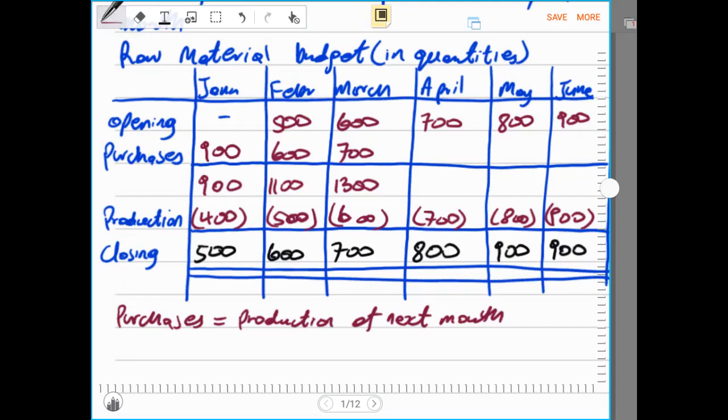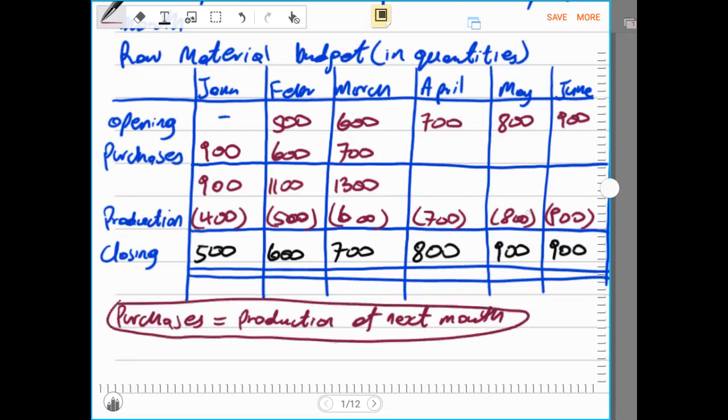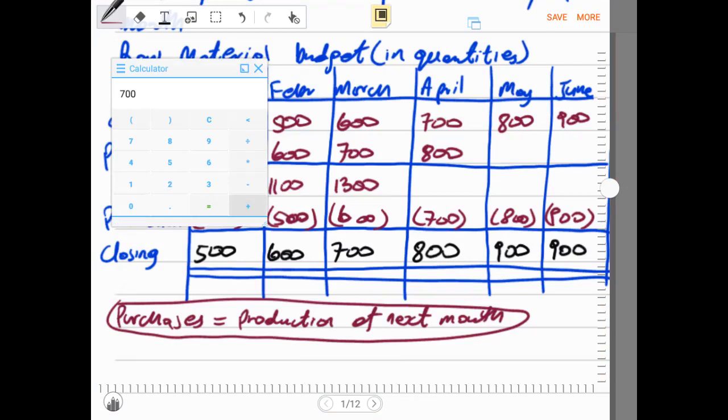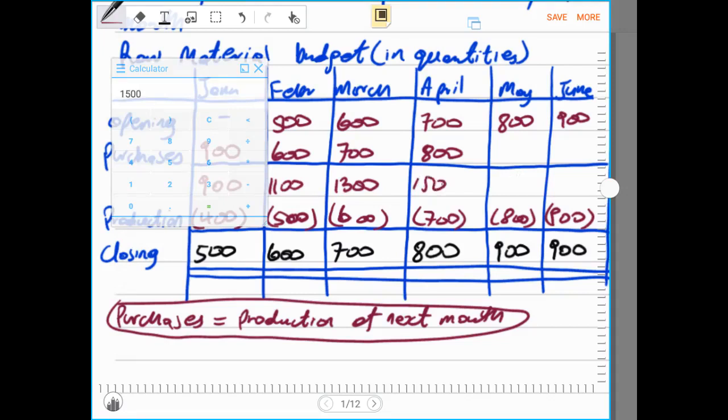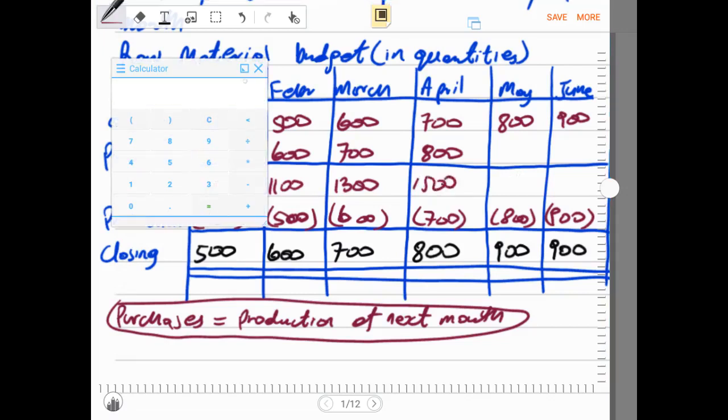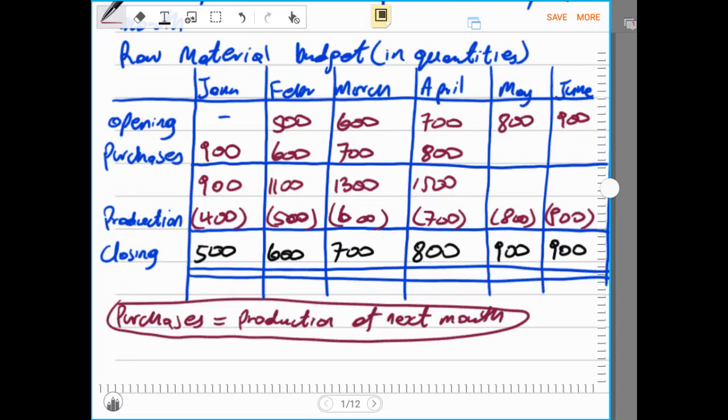Sorry for the little mistake. Then after now, remember, purchases is equal to production of next month. And therefore now production of next month, here is the production. Production, the next month will be the month of May. Therefore now this will be the purchases of this month. So now we record that as purchases, which is 800. Then 700 plus 800, and this will give us 1,500. So that when you say 1,500 less 700, that will give us 800.